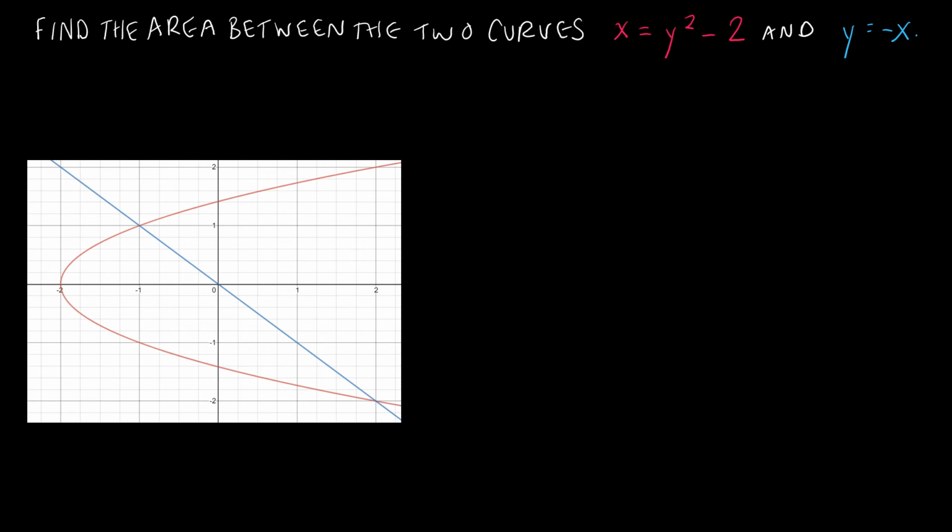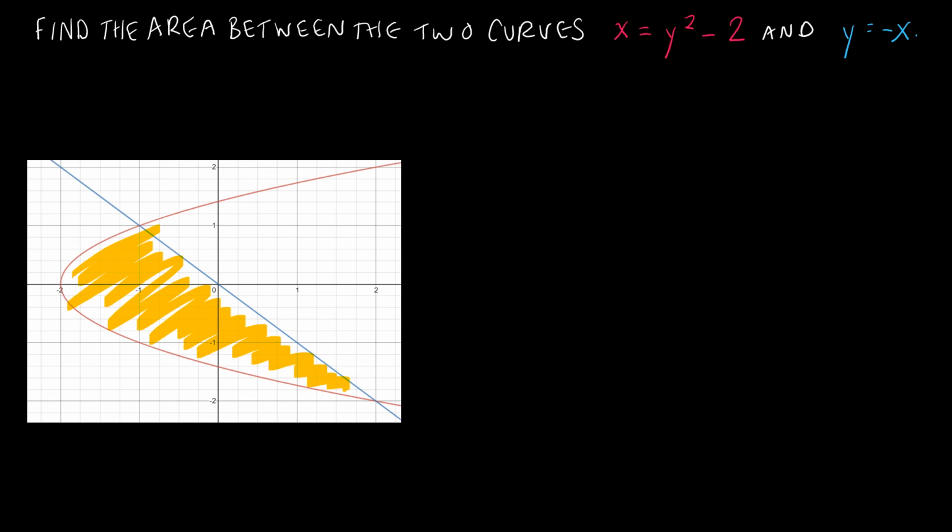Let's take a look at one last practice question, and this one is maybe going to hurt your brain just a little bit. As you can see, I'm trying to find the area between the two curves, x equals y squared minus 2 and y equals negative x. And I've graphed this for you as I normally do, and as you can see, I'm looking for this region.